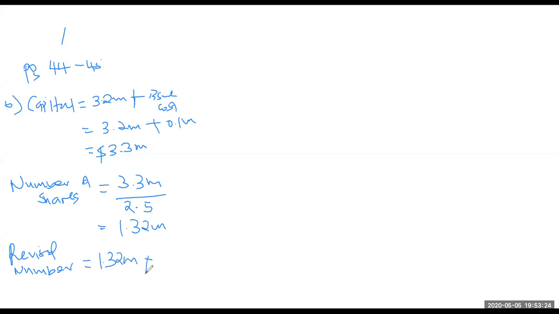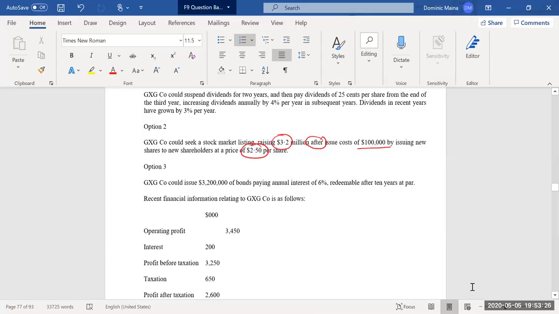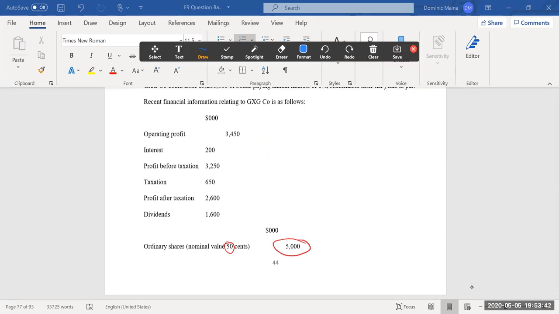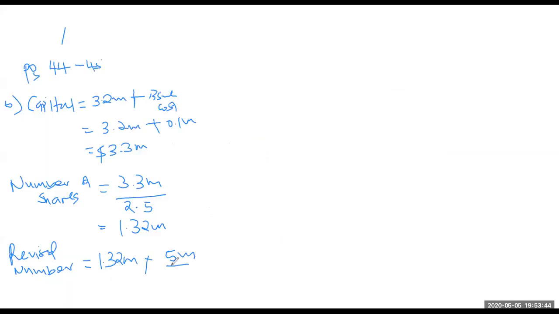If you go to the question, the balance of this company tells us the total nominal value of the company is 5 million. One share has a nominal value of 50 cents. Therefore, how many shares has the company issued? 5 million divided by 0.5 gives us 10 million. So this company will be having in issue 11.32 million shares.